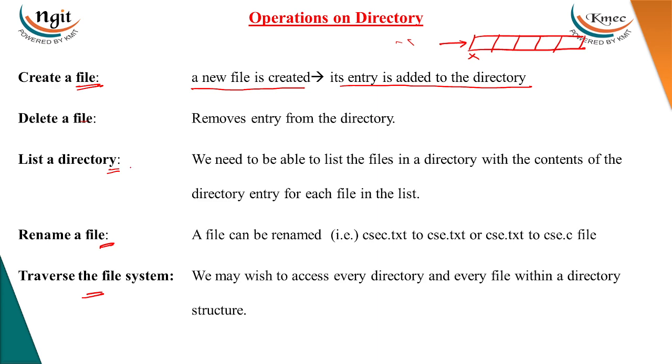If we want to list all the contents within a directory, we use the list directory operation. We can rename one file to another file name, for example converting cscc.txt into csc.txt. Next, we can traverse the file system, that is, if we wish to access every directory and every file within a directory structure, that is called traversing.